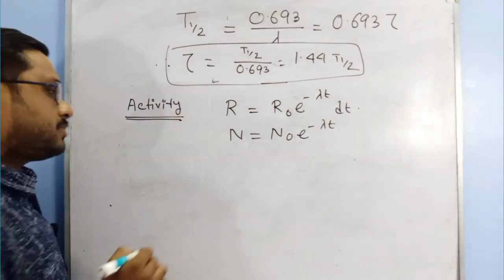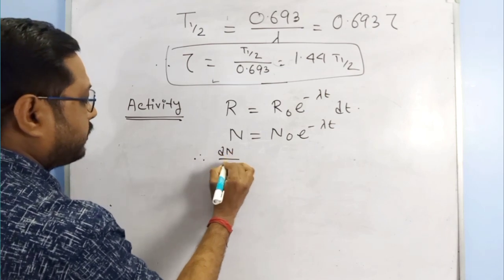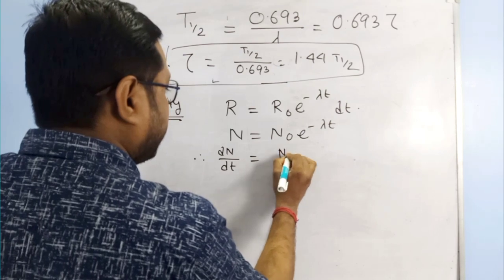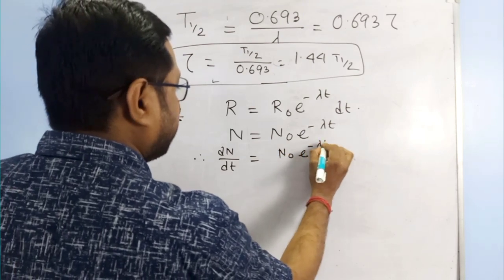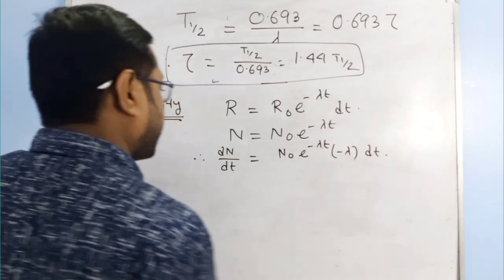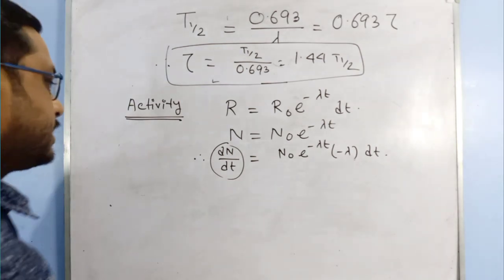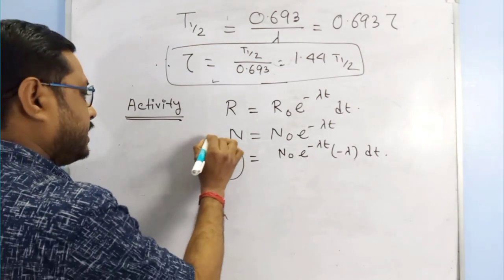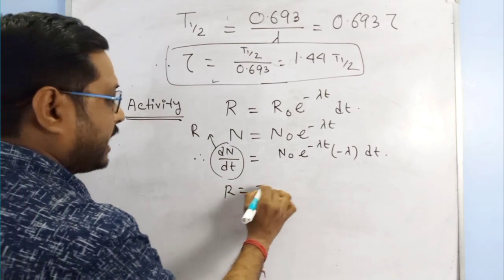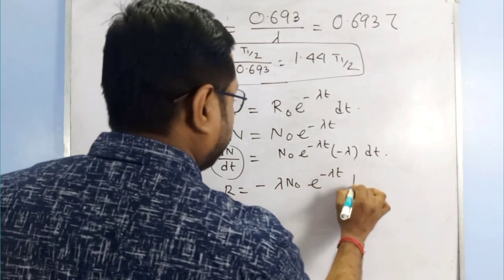Now decay is dN/dt. If we take the value of dN/dt, which is called R, then we get N0 e to the power minus lambda t into minus lambda. So dN/dt is R, that is the activity. So R equals minus lambda N0 e to the power minus lambda t.